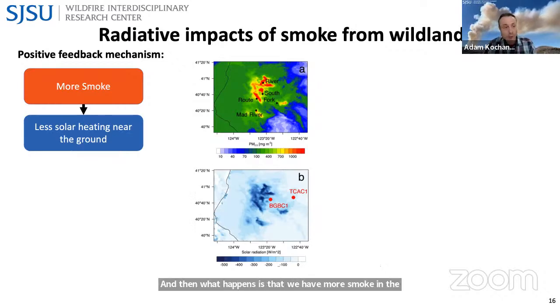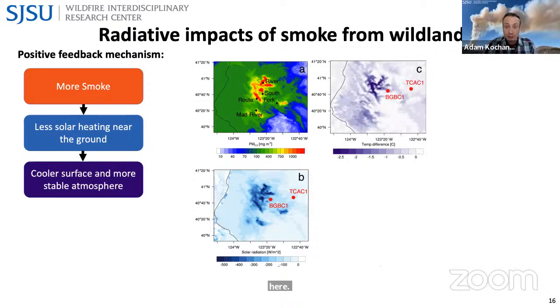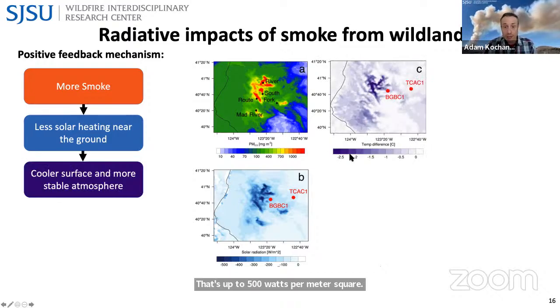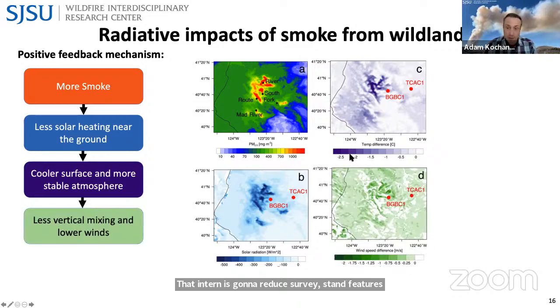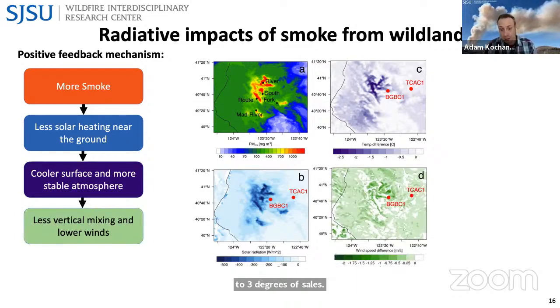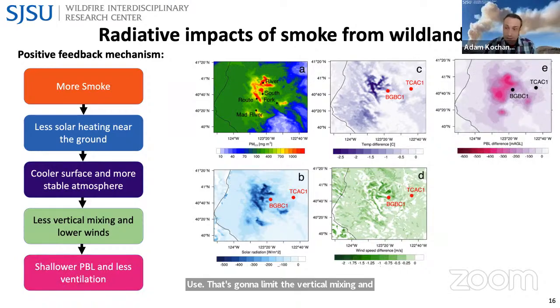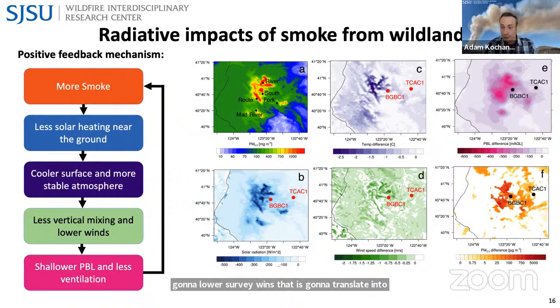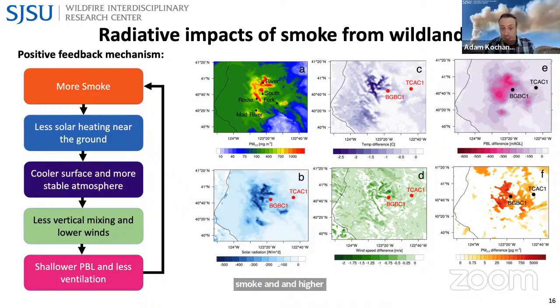And as we have more smoke, we'll have reduced solar heating near the ground. And that's what you see here. That's up to 500 watts per meter square. That in turn is going to reduce surface temperatures by up to 3 degrees Celsius. That's going to limit the vertical mixing, and it's going to lower surface winds. That is going to translate into shallower PBL height, and then we will have even more smoke and higher concentrations near the ground. So that's another third coupling loop, as you wish, captured within the WRF fire model.